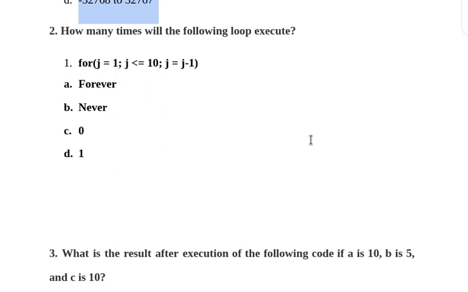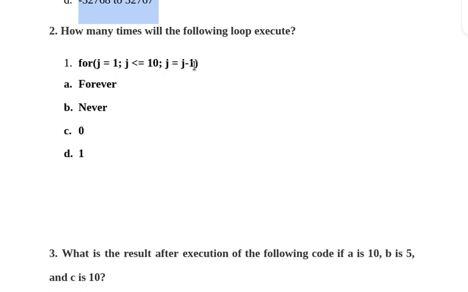Question number 2 is, how many times will the following loop be executed? The loop is: for j equals 1, j less than or equal to 10, and j equals j minus 1. Let's execute this. First of all, the value of j is 1. 1 is less than or equal to 10, yes. Finally the value of j will be decremented by 1, so the value of j becomes 0 now.